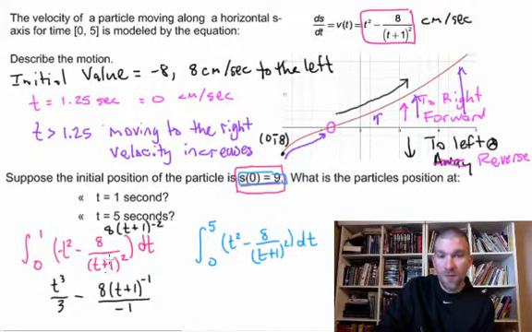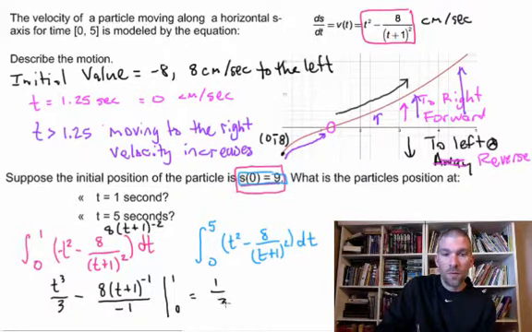Now, if there was a number in front of the t, we would have to use our chain rule and make a u substitution. For the first guy, we're just going to integrate and solve it out from 0 to 1. When we do that, we end up with 1 over 3 minus, and remember, this is (t plus 1) to the negative 1, so it's actually going to be 8 over, and I think this changes to plus because we've got a minus 1 in the denominator. So 8 over 1 plus 1, so 8 over 2.